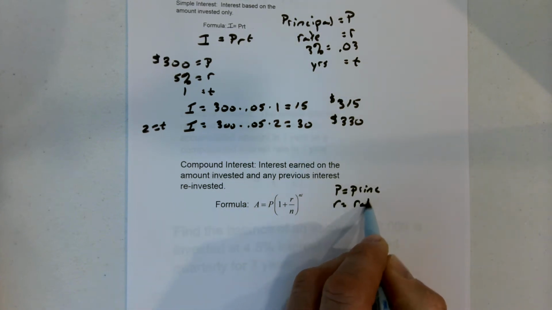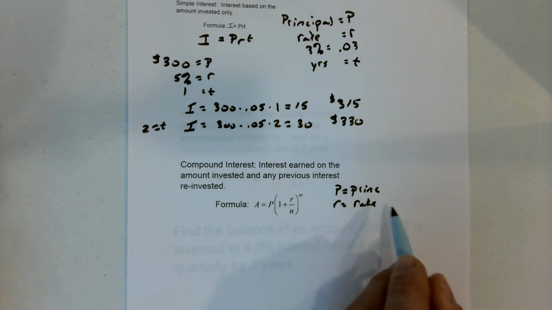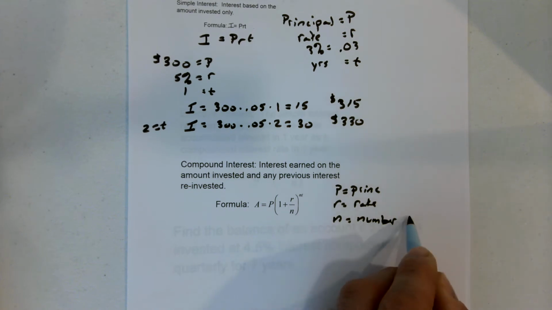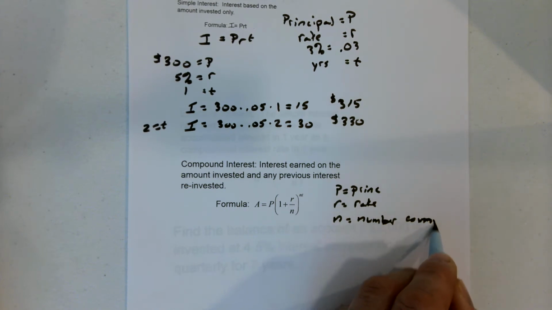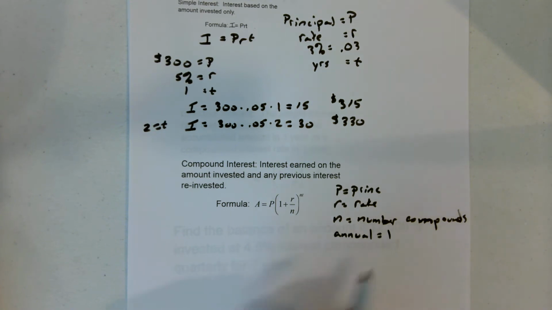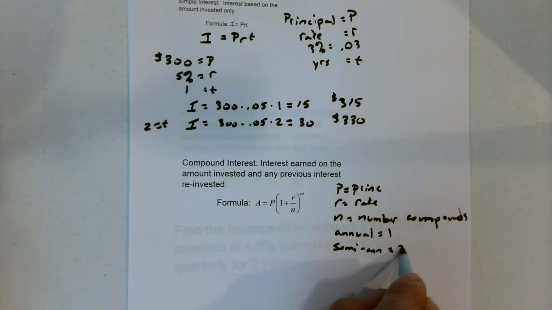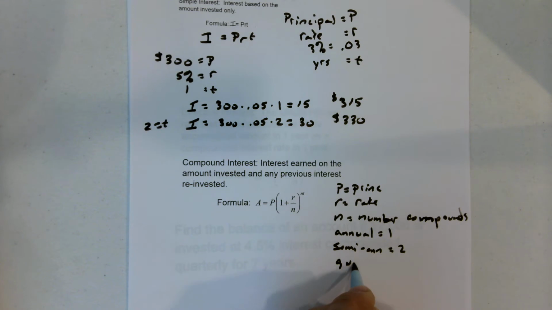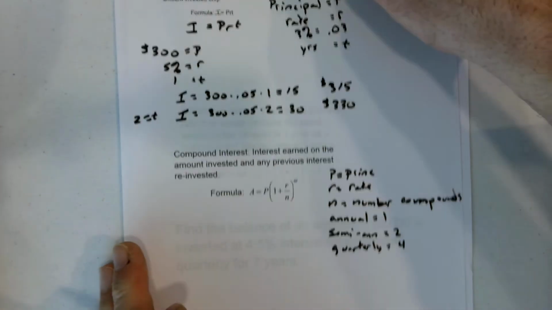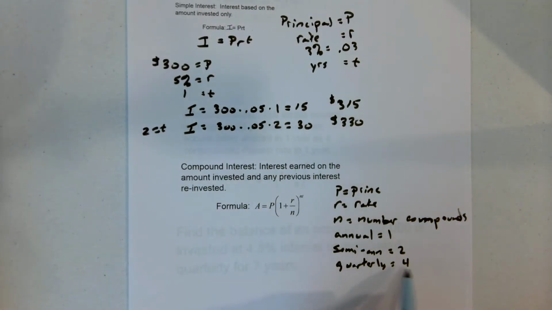R is the rate. Again, that's going to be given as a percent, but we need to change that to a decimal. N is the number of compounds that we do per year. We have a lot of different things that we could do for compounding. We could do it annually, in which we would do it 1 time a year. We can do semi-annually, which is going to be 2. We can do it quarterly, which would be 4 times a year, which is every 3 months.